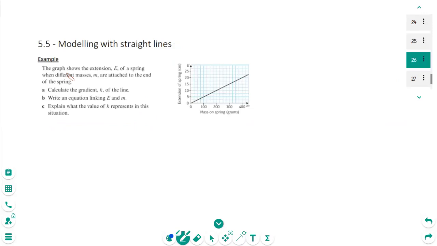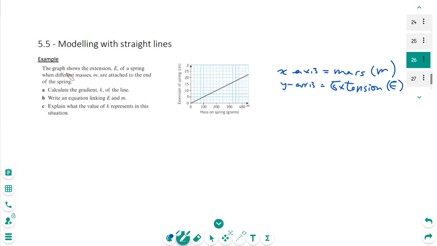First one, the graph shows the extension E of a spring when different masses M are attached to the end of the spring. So the first question to get into modeling mode is, what do the x and y axes represent? You can see the x-axis represents mass, so the x-axis is the mass, and the y-axis is the extension. We use E and M in here.